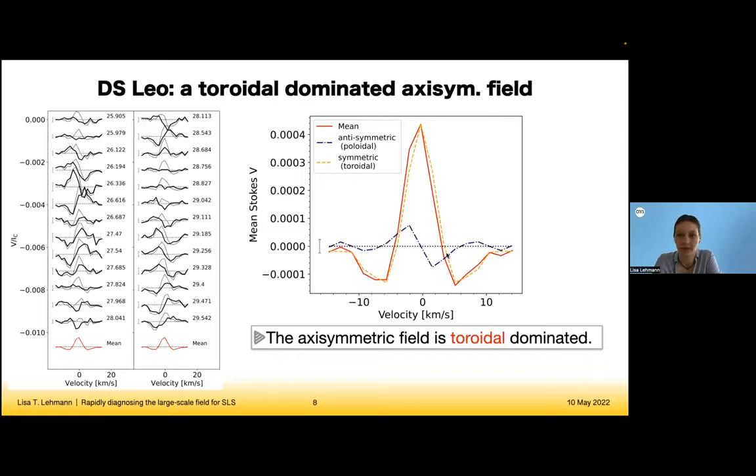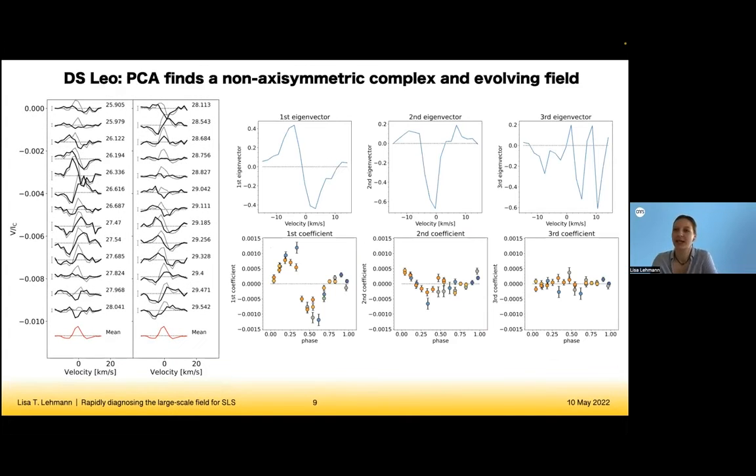And you see straight away the mean profile is very symmetric. So this axisymmetric field is toroidal dominated. Checking out the PCA analysis, we see now that two eigenvectors contain a signal, the first two over here, before we start to see noise. The more eigenvectors contain a signal, the more non-axisymmetric the field.